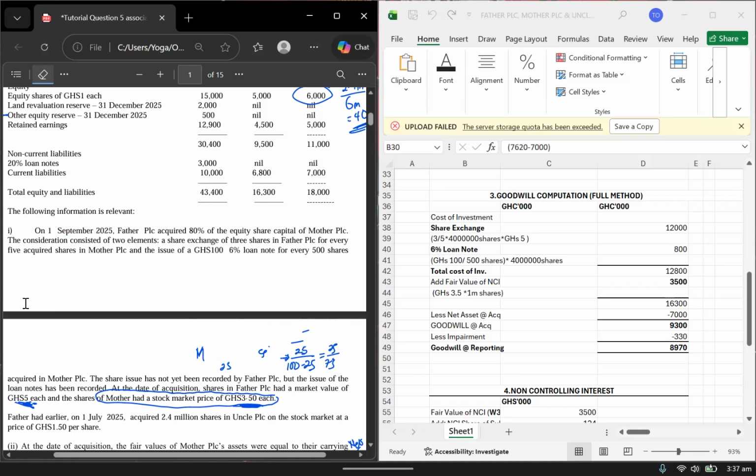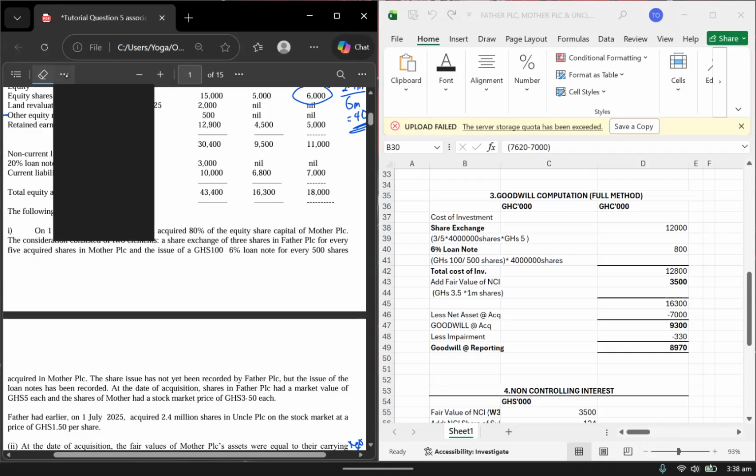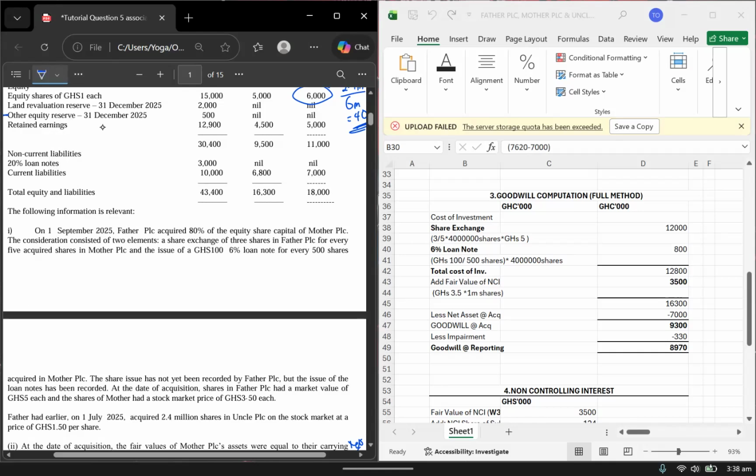The consideration consisted of what? Two elements. A share exchange of 3 shares in Father PLC for every 5 acquired. Three for what? Every 5 acquired. Okay, so 3/5. Here it is: 3 shares in Father PLC for every 5 acquired.